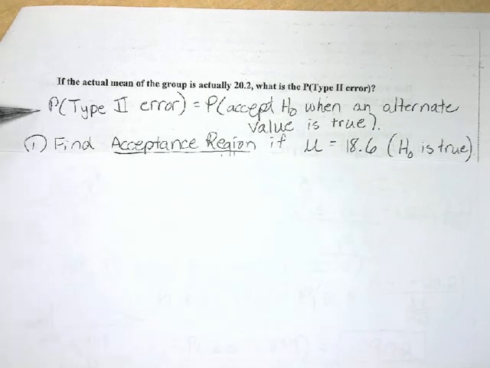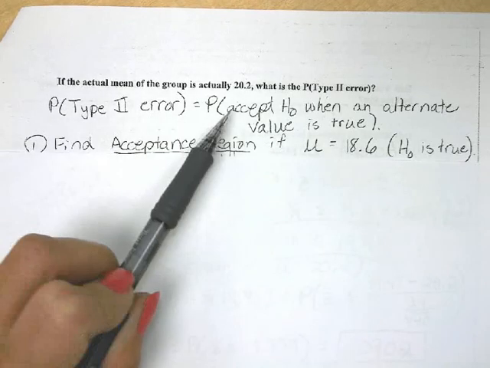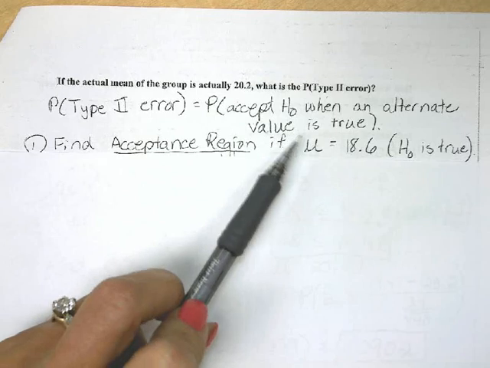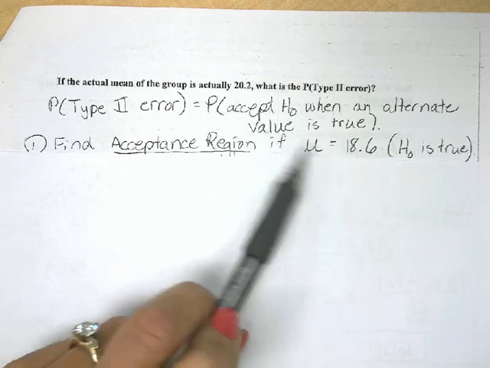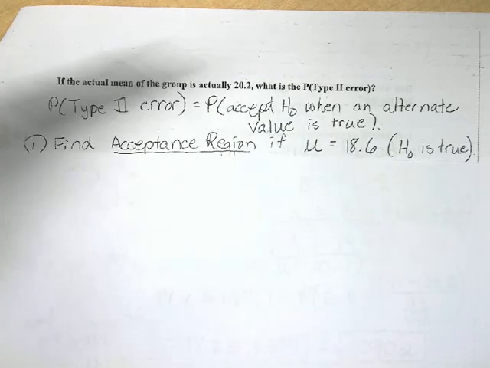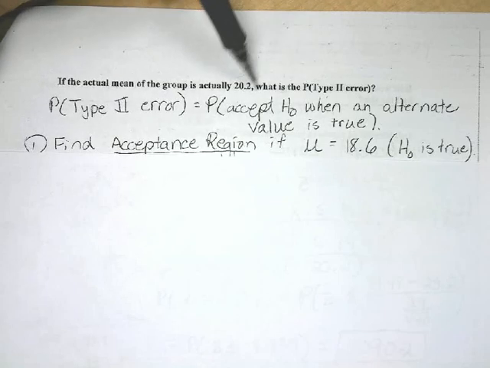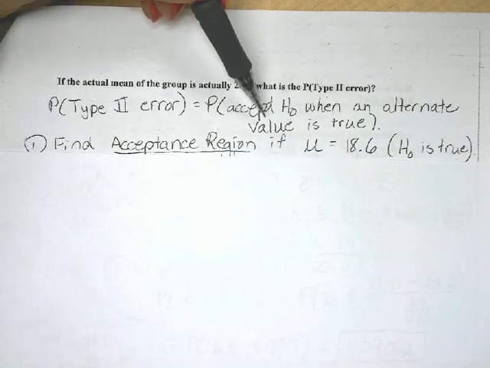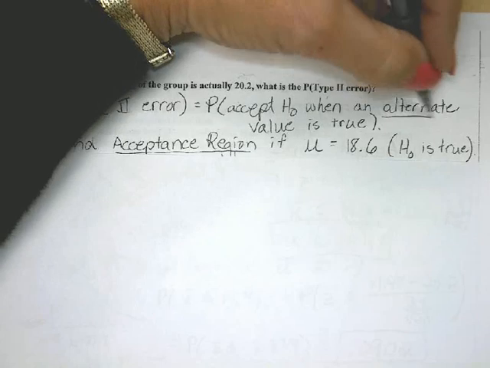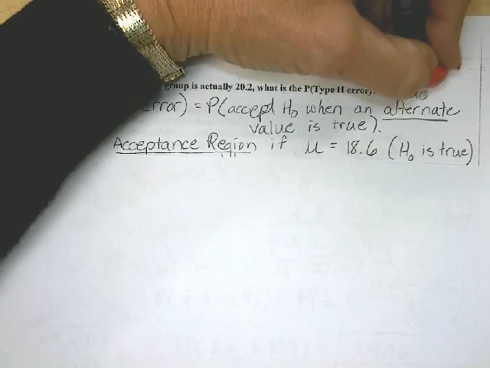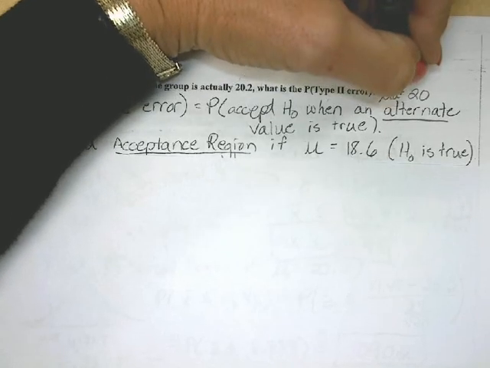So remember what the probability of a type 2 error is. The probability of a type 2 error is where we accept the null when really we shouldn't be accepting the null, because the alternative is true. And in fact, the alternative is this specific alternative value. We always have to find it against a specific alternative, and the specific alternative mean that we're going to use is this 20.2.